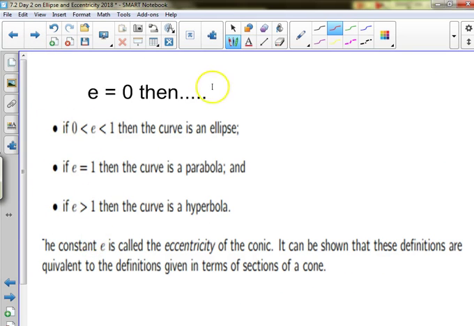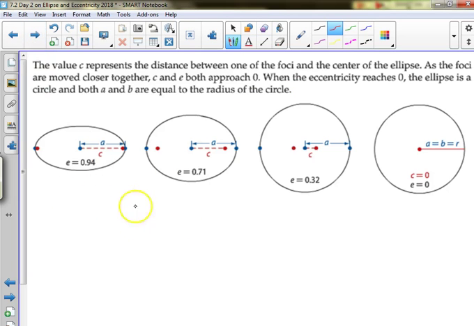Do you all have this? What did we say here? 0 was a circle, right? Okay. 1 is a parabola. If it's less than 1, it's an ellipse. If it's greater than 1, it's going to break that ellipse apart, flip it around, it's going to become a hyperbola. We'll talk more about that next week because you guys get time off. Okay, so this is 0. It's a circle. This is 0.32, 0.71, 0.94. So the closer to 1 it gets, the more stretched it gets, okay?